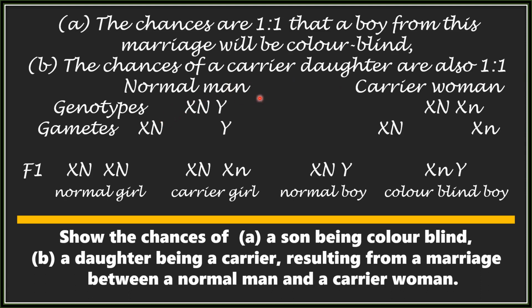If you have a normal male, X^N Y, and a carrier woman, X^N X^n, the gametes we have are X^N and Y, X^N and X^n. We shall have a normal daughter, a carrier girl, a normal boy, and a colorblind boy.